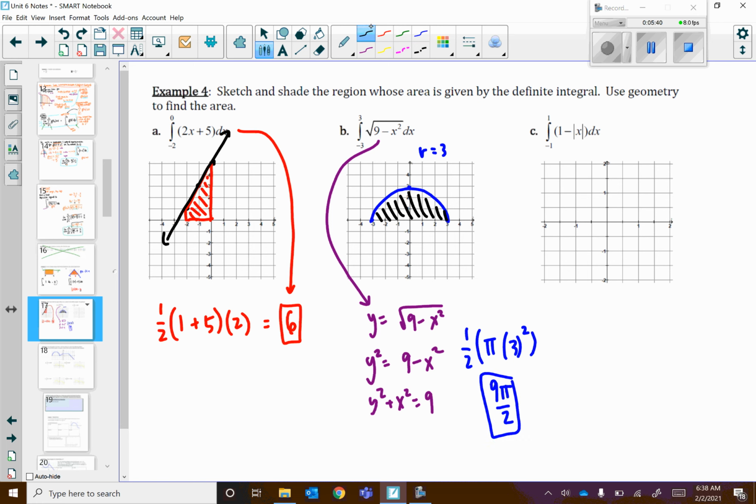Last but not least, we have the integral from -1 to 1 of 1 minus the absolute value of x. I'm going to start for myself to reorder this. Negative absolute value of x plus 1, then that's very similar to the last example we did where it's an absolute value function that is reflected down and moves up 1. So I know it's going to look like this. The area I'm interested in is from -1 to 1. Now it's just the area of a triangle. 1/2 base, which is 2, times height, which is 1, for a grand total area of 1.